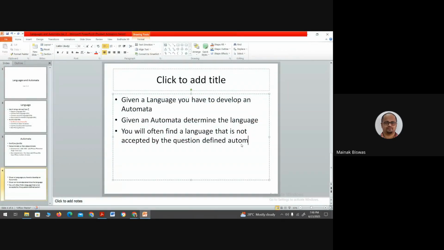by the defined automata, right? So you have to identify, you have to state that for that particular automata, for the particular language, the defined automata does not exist. Then you have to go for some high level automata. Okay.